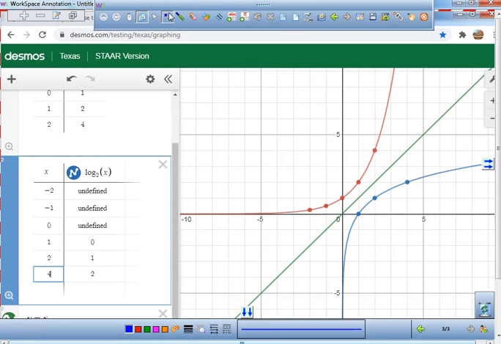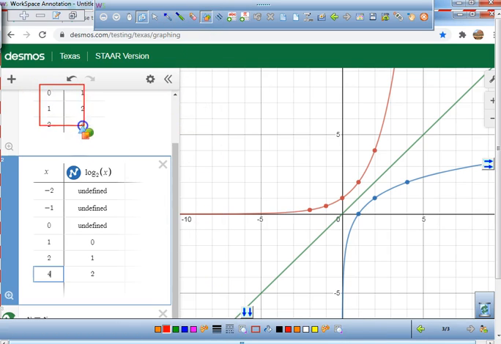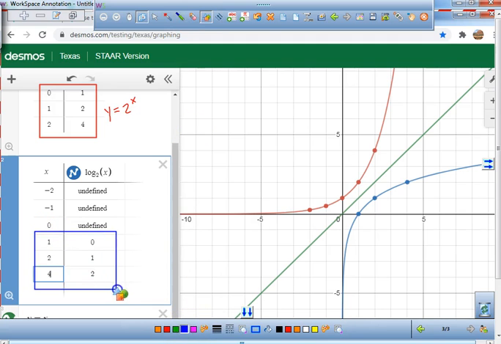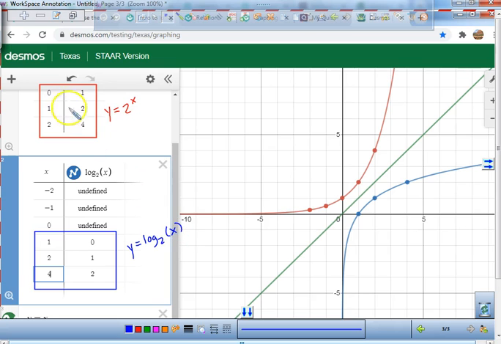Okay, there we go. So here's what I want you to notice. Look at this table, and this table goes with y equals 2 to the power of x. And look at this table right here, and that goes with y equals log base 2 of x. So if you have a 0, 1, you got a 1, 0. A 1, 2, you got a 2, 1. 2, 4, you got a 4, 2.